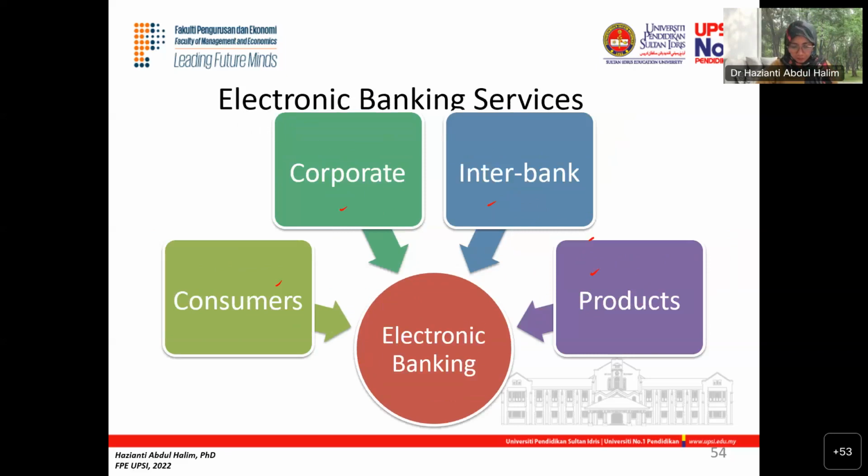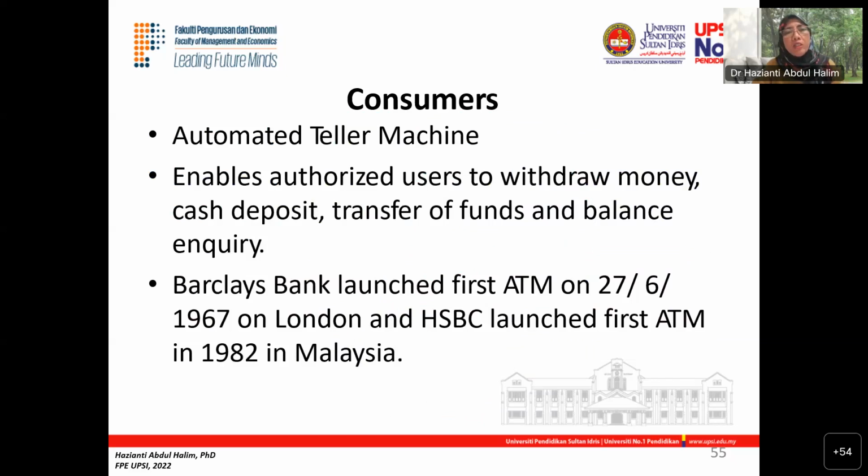Electronic banking service. Okay, for electronic banking service, it can be for consumer, interbank, products, and also corporate. So we can see for consumer, when we talk about electronic banking, we are talking about ATM lah, automated teller machine. ATM kita ada ATM, CDM kan, cash deposit machine lah. Yang mana pakai machine tu, itu kita kata electronic lah. You don't need orang dekat situ kan. So electronic banking.